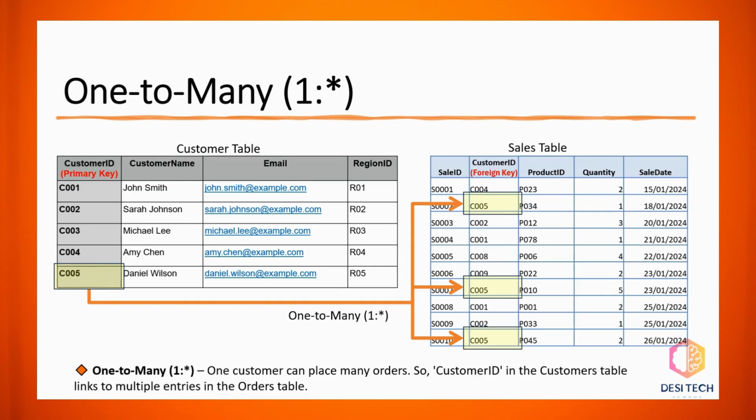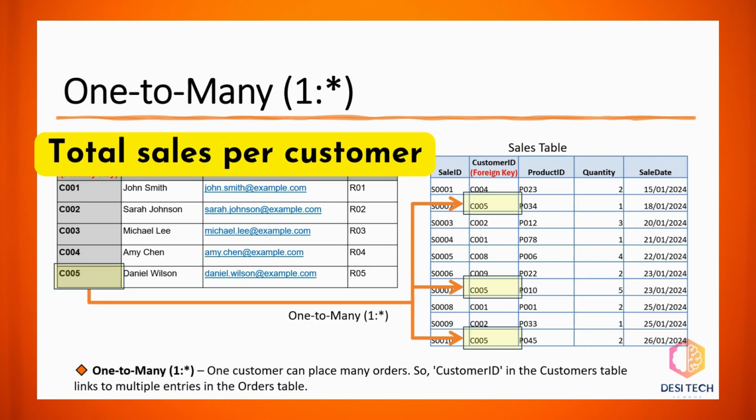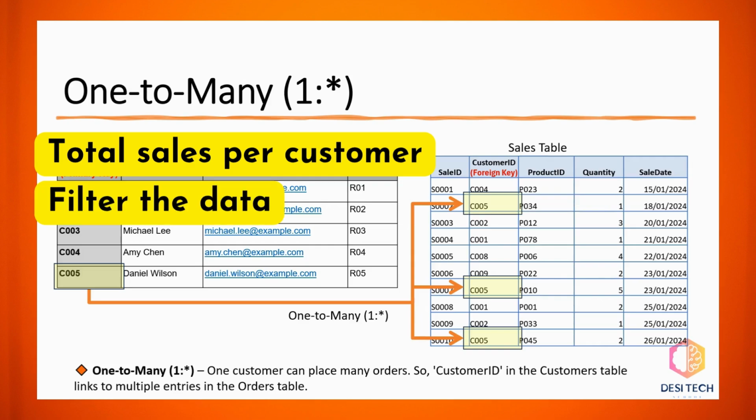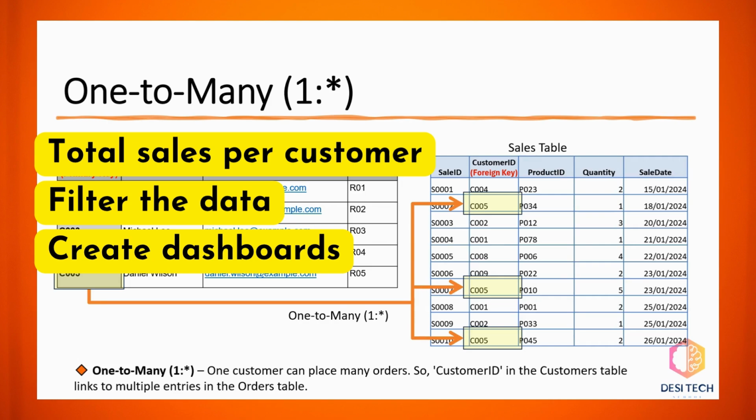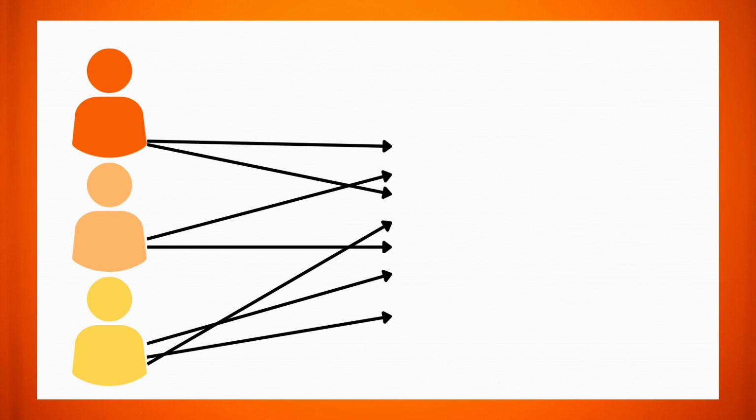And in tools like Power BI, we build this relationship by connecting the customer ID field in both tables. We set the relationship like this: one side from customers, many side to sales. Once this is set up, we can do really cool things like see the total sales per customer, filter the sales table using customer names, and create dashboards that show which customers spend the most. So always remember, if one item in table A is connected to many items in table B, and those items in table B connect to only one item back in table A, that's a one-to-many relationship.